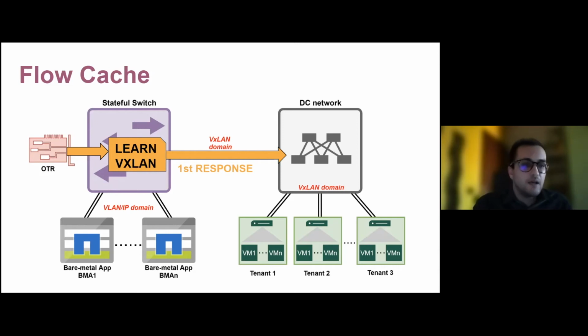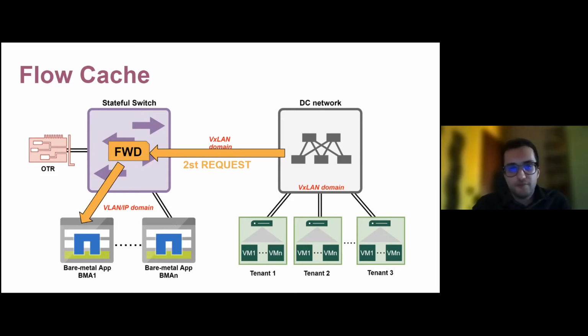And then this packet reaches the stateful switch, which will learn the VXLAN encapsulation. So the information that is encoded inside this packet is saved as an entry related to this flow inside the flow cache, and then the switch sends the packet back to the data center network.